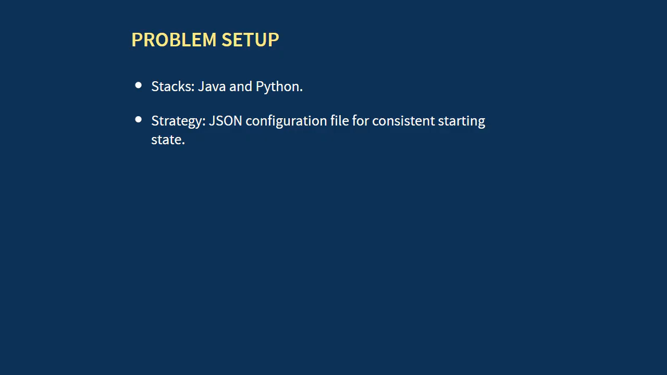The setup involves ensuring both implementations read from the same JSON configuration file. What happens if one stack diverges in behavior? That divergence could introduce critical inconsistencies in our testing outcomes.